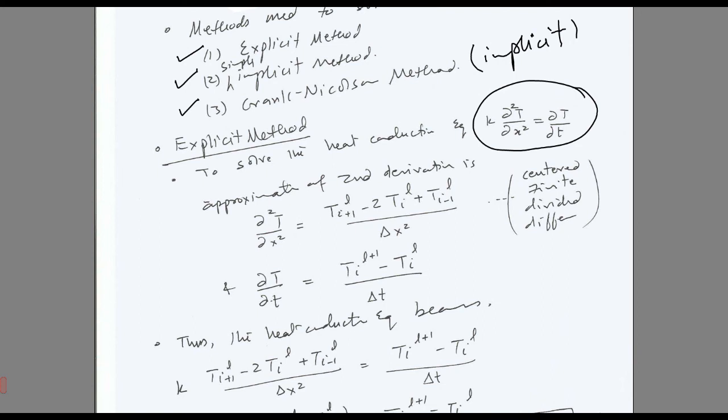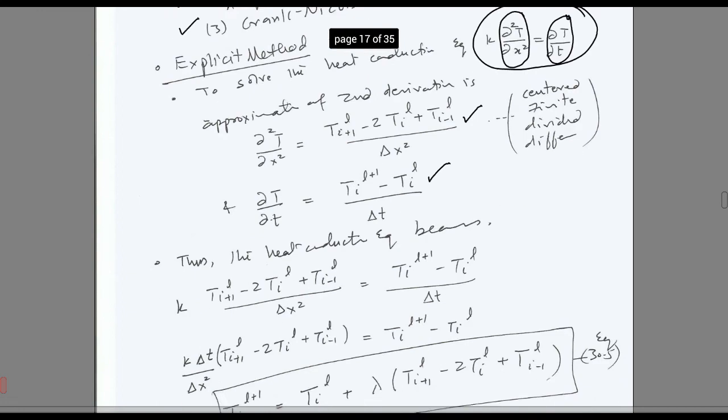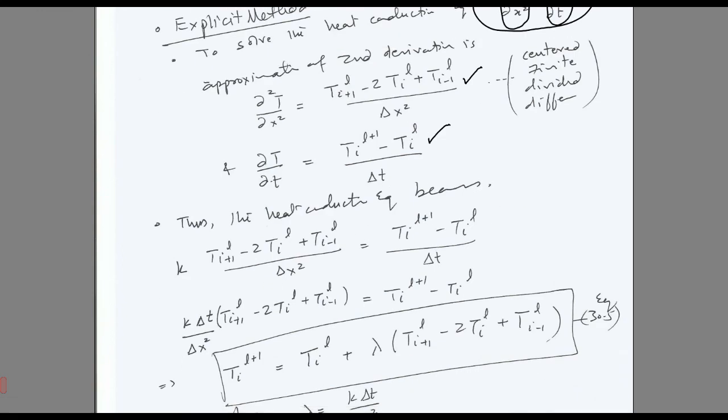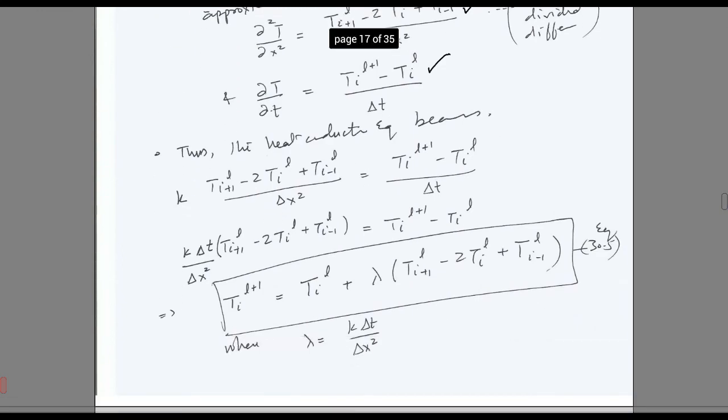In the explicit method, to solve the heat conduction equation, we just replace the second derivative and the first order derivative by their corresponding centered finite divided difference formulas, and we rearrange them. Finally we have T_i^(L+1) equals T_i^L plus lambda times (T_(i+1)^L minus 2 T_i^L plus T_(i-1)^L).